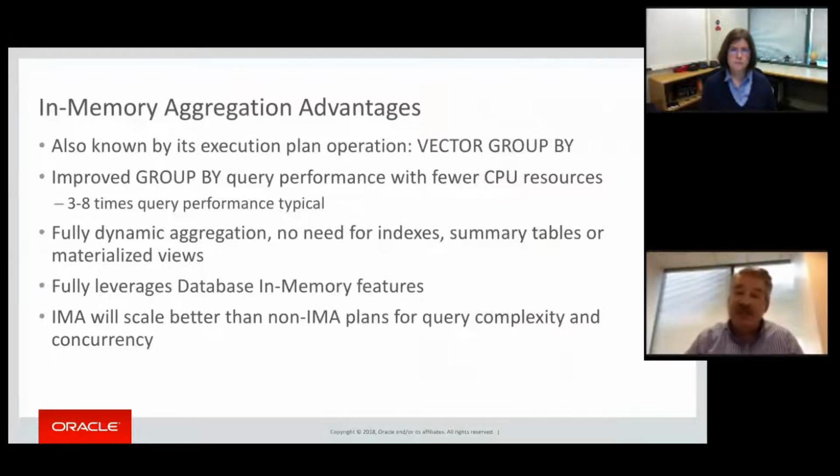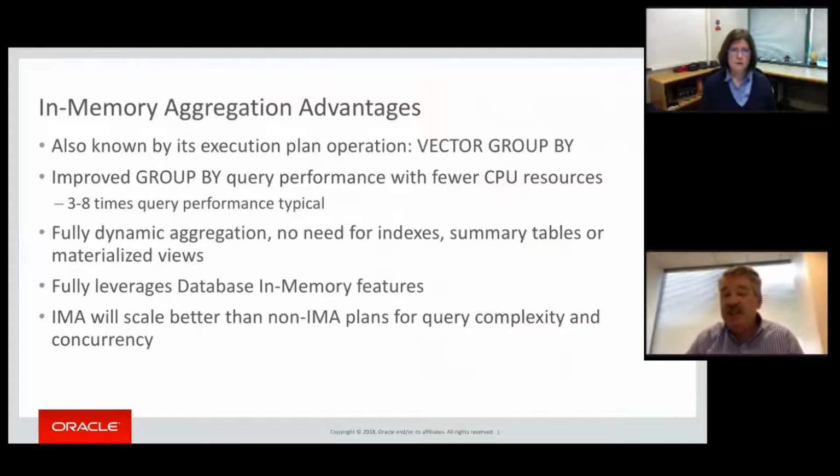And of course, we only have to look at the columns that we're interested in. We don't have to look at all of the columns in all of the data. So we can get significant speed up over the row store, and even with Database In-Memory, a significant speed up over a group by that you might not be able to take advantage of prior to having in-memory aggregation enabled.